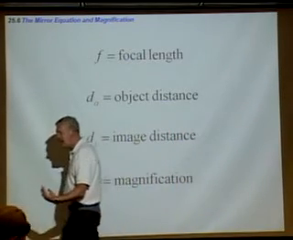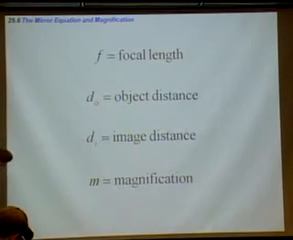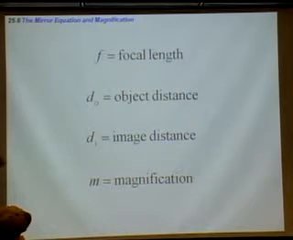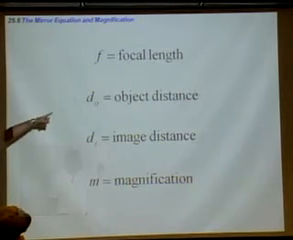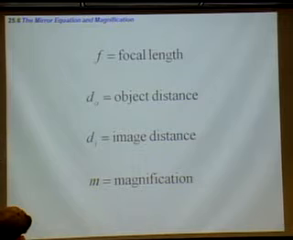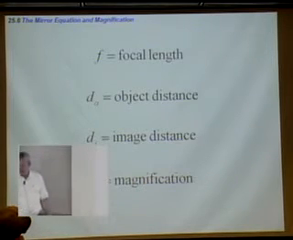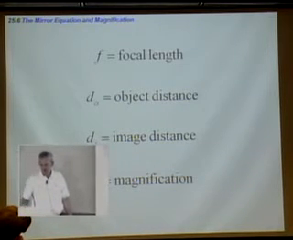If you get a negative magnification, that means it's inverted the image, the object. It's inverted the object. Okay, those are all the little tricks of the trade that we'll get to.